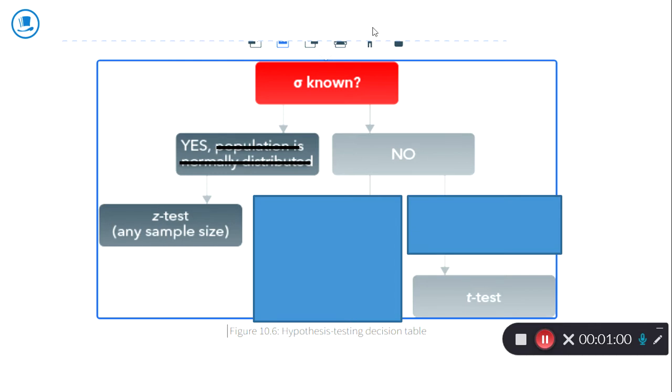Forget what the textbook says about n, and we're just going to base our decision upon whether sigma, the population standard deviation of the reference population, is known. If it is known, then we're going to do a z-test. If it is not known, then we are going to do a t-test. This show, we'll just really talk about the z-test, and next we'll get to the t-test.